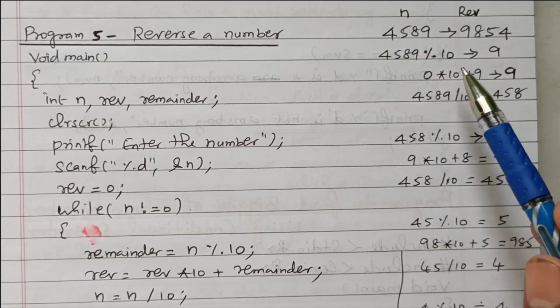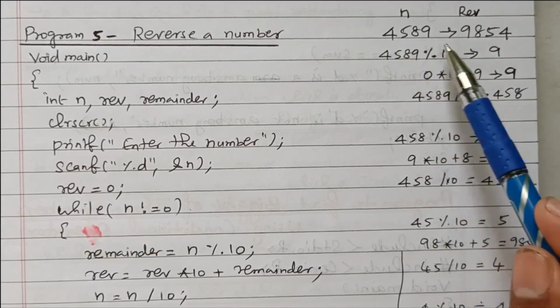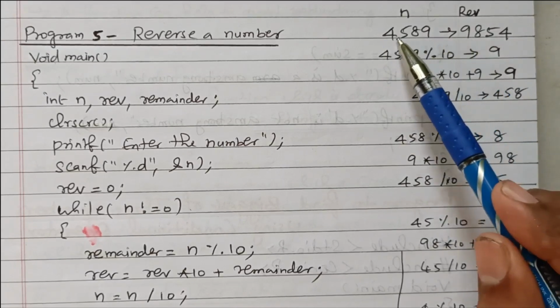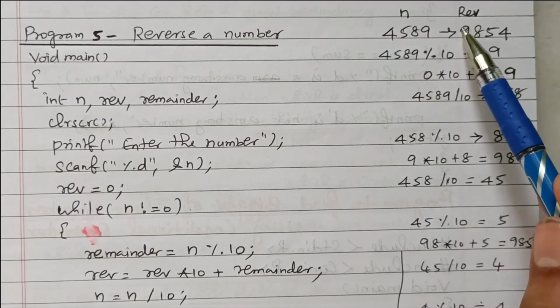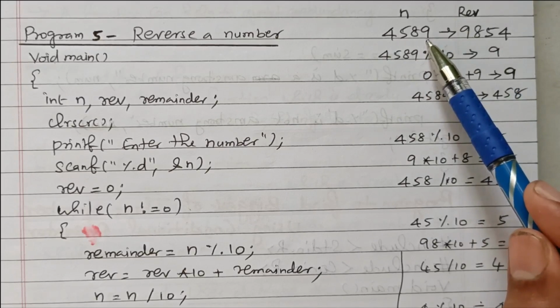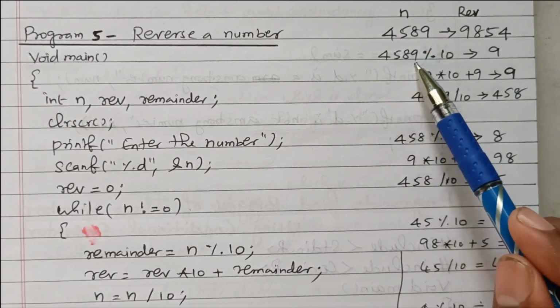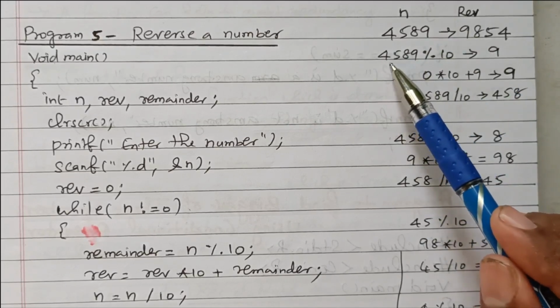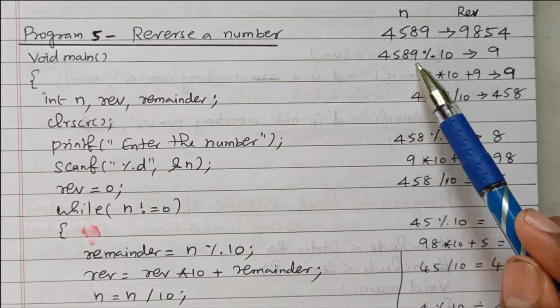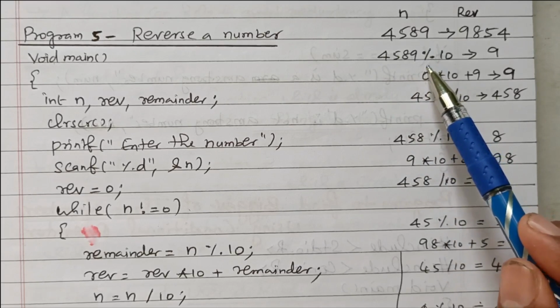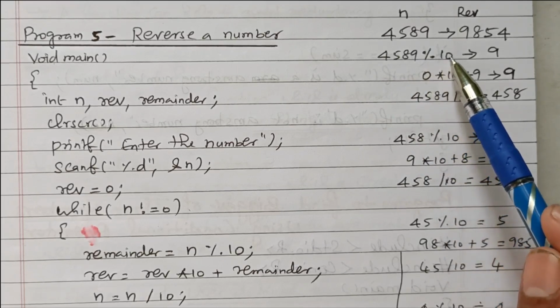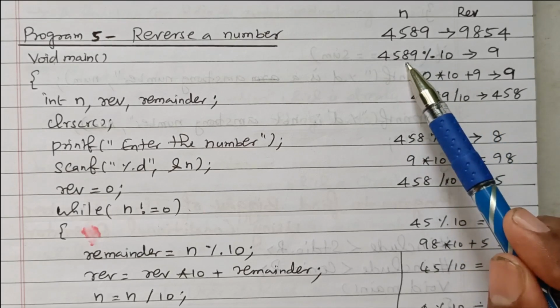This is the program. Then how to reverse this? First, what do we need? 4589 has to be reversed as 9854, so we need the number 9 first, the last digit. So how to extract the last digit from this number? This is the given number 4589. So by using modulo division. Modulo division means it will give the remainder. So it is divided by 10, and after that it will give the remainder.